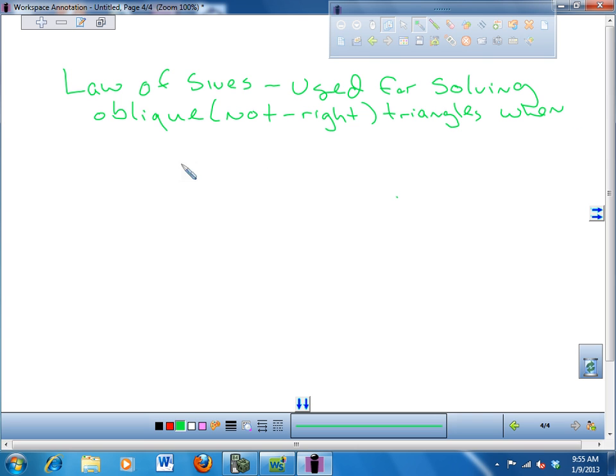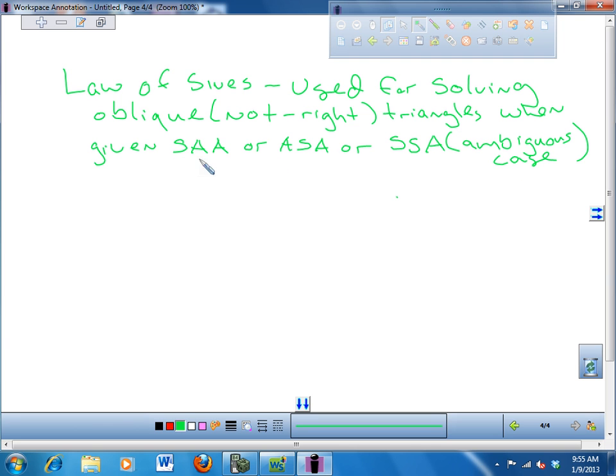When given a side angle, or an angle side angle, or even a side angle. But when you're given a side angle, which we'll talk about tomorrow, that's called the ambiguous case. So we're not going to talk about the ambiguous case today. So today we're just going to look at triangles that are side angle or angle side angle.